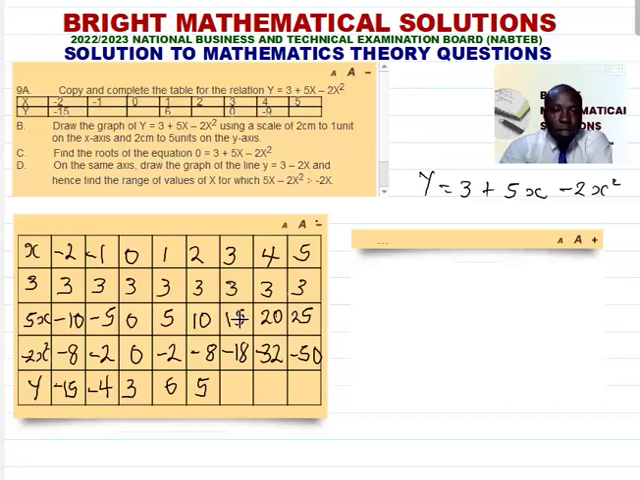3 plus 15 is 18. 18 minus 18 gives us 0. Now 3 plus 20 is 23. 23 minus 32 gives us minus 9. So 3 plus 25 is 28. 28 minus 50 gives us minus 22. So we've been able to copy and complete the table. So we've been able to deal with the first part. Now let us solve this so that we can deal with the graph.